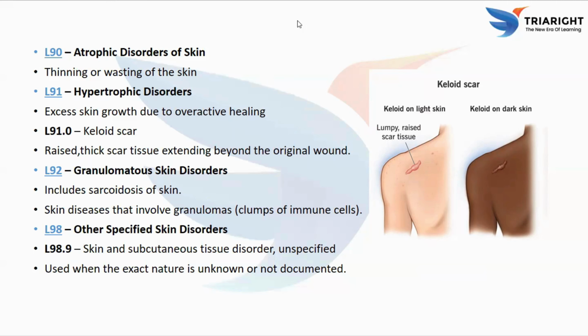So L91 is for hypertrophic disorders. So what do you mean by hypertrophy? It's the opposite of atrophy. So instead of thinning, there is excess skin growth. So this happens due to overactive healing process after the injury.